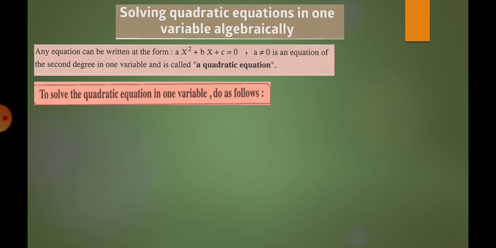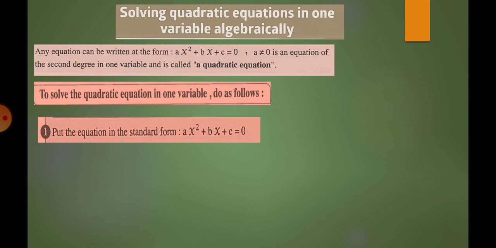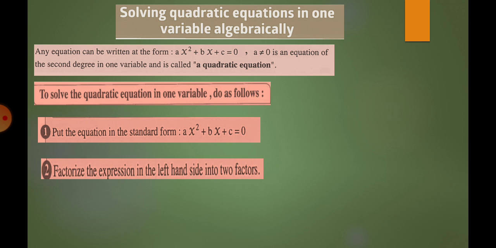To solve a quadratic equation in one variable, number one, put the equation in the standard form of quadratic: ax^2 + bx + c = 0. Put all the terms on one side and the other side equal 0. Then factorize the left hand side.